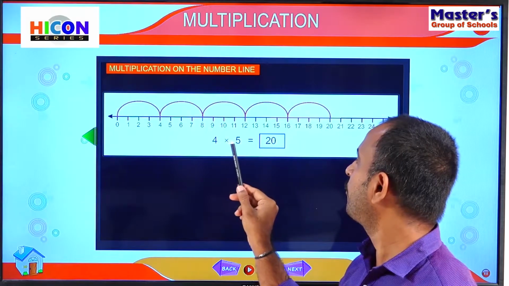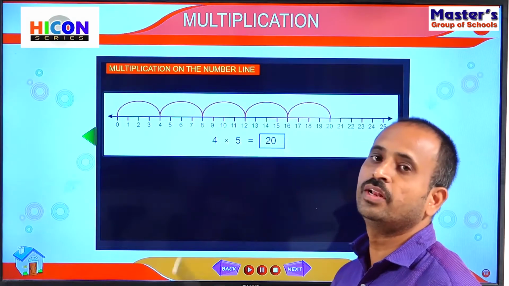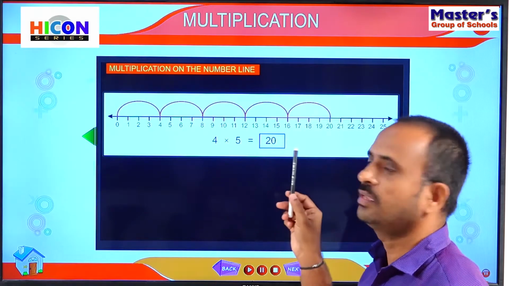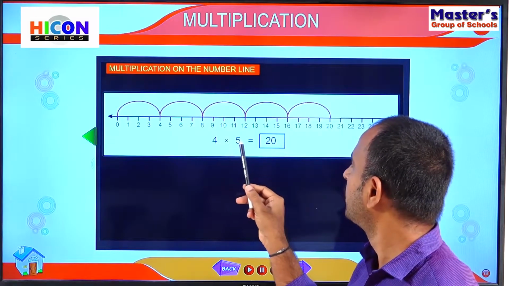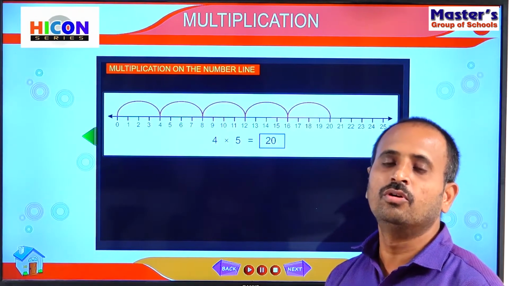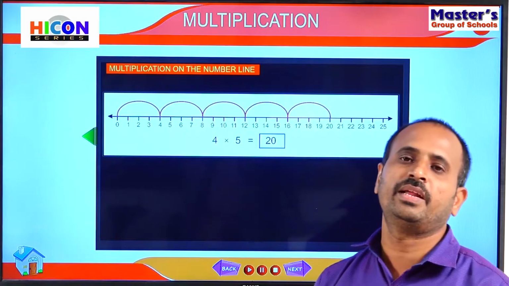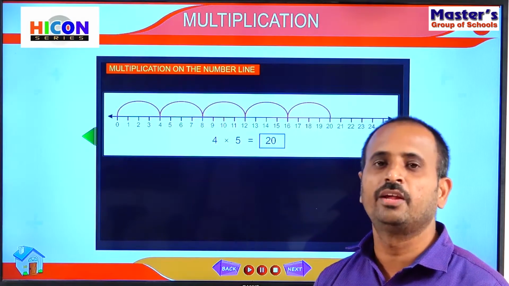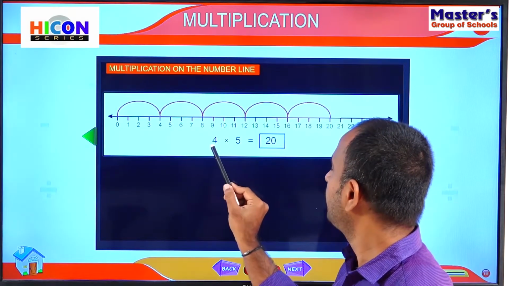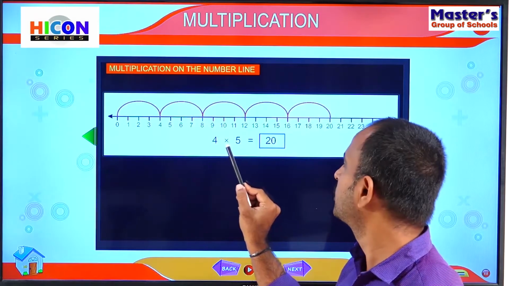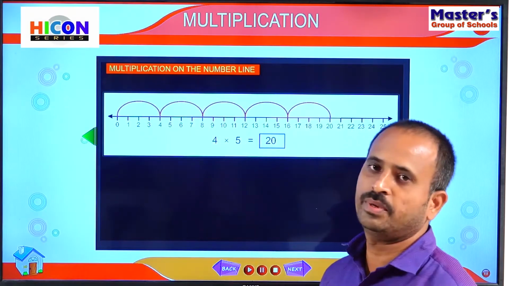That is 4 5s. Children, how much will you get? You will get 20. So you have to do this multiplication on the number line. How can we do the multiplication on the number line? Children, listen carefully. What is the first number here in the multiplication? 4 is the first number.